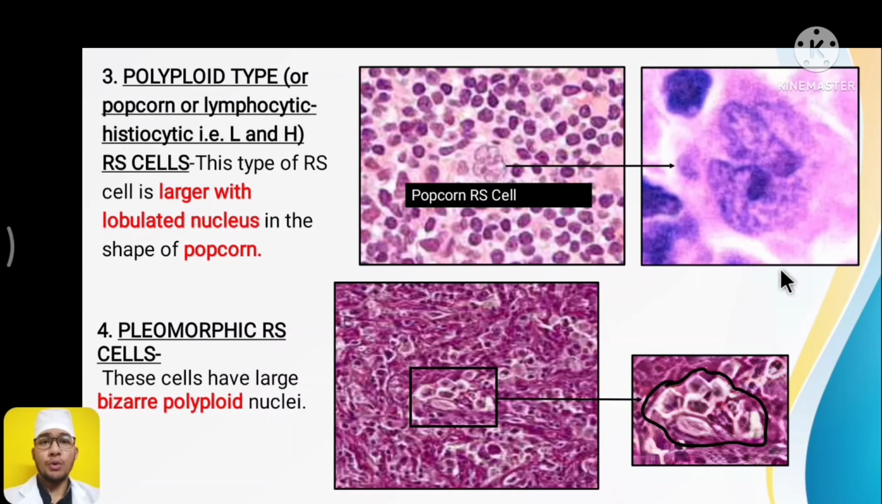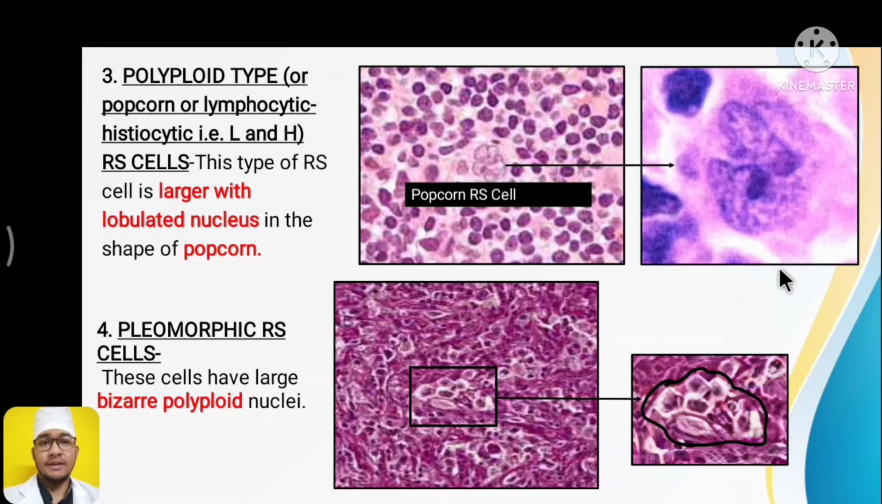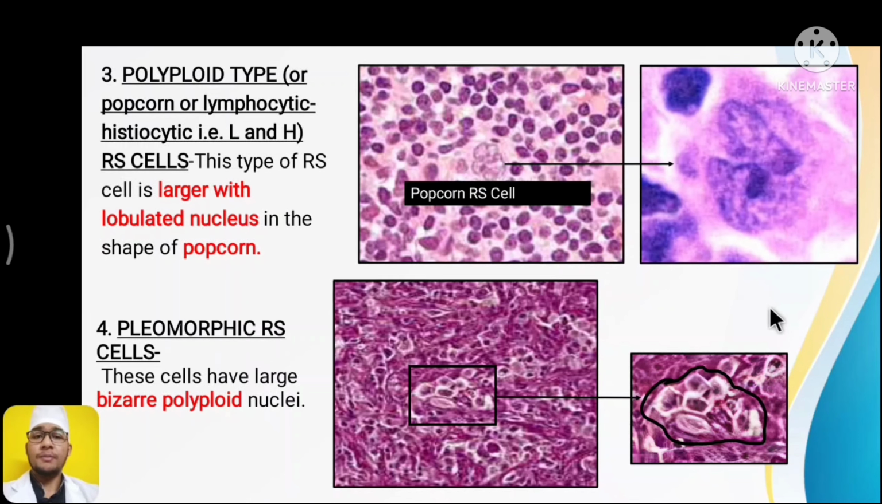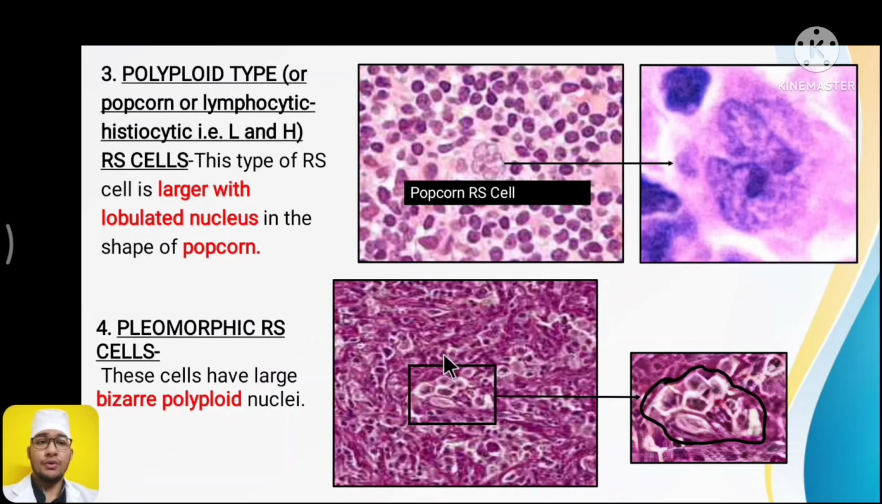The third one is the polyploid type, or popcorn, or lymphocytic histiocytic, that is L and H RS cells. This type of RS cell is larger with a lobulated nucleus in the shape of a popcorn, as seen here. The fourth one is pleomorphic RS cells. As the name suggests, they have a bizarre polyploidy of the nucleus, as you can see here.